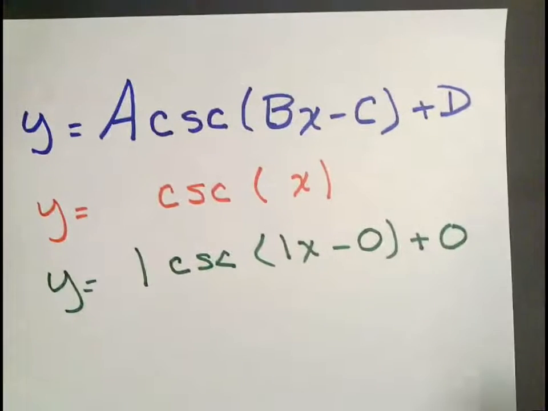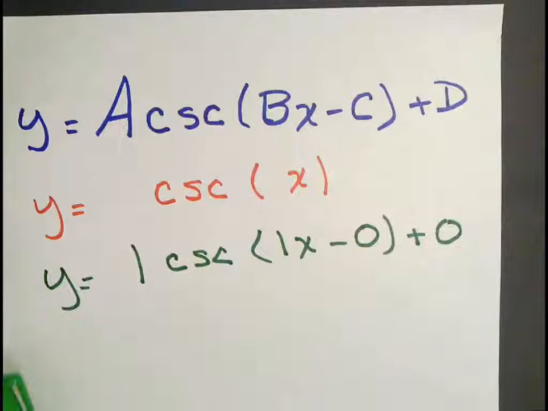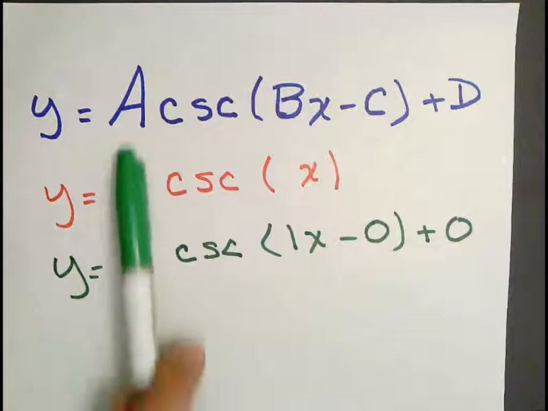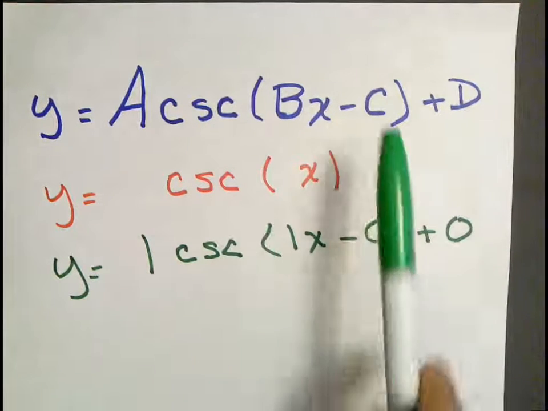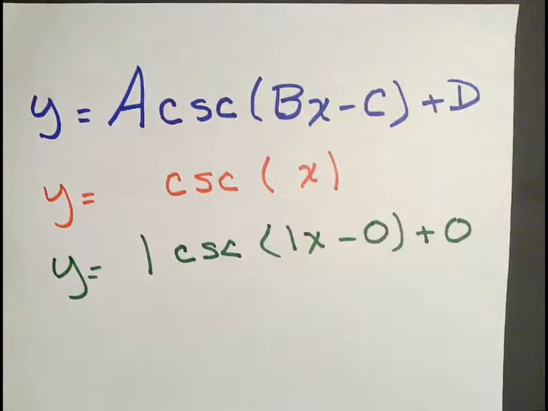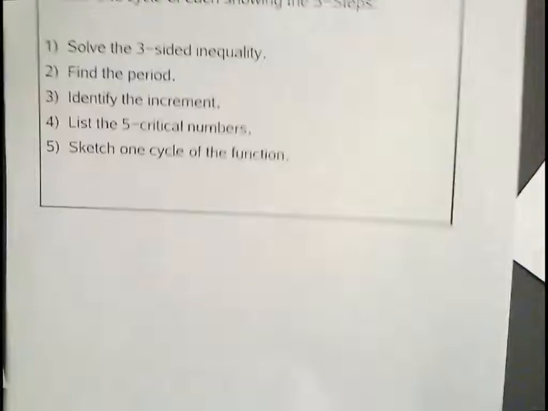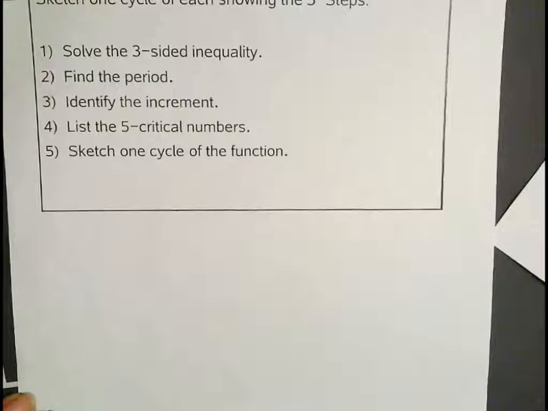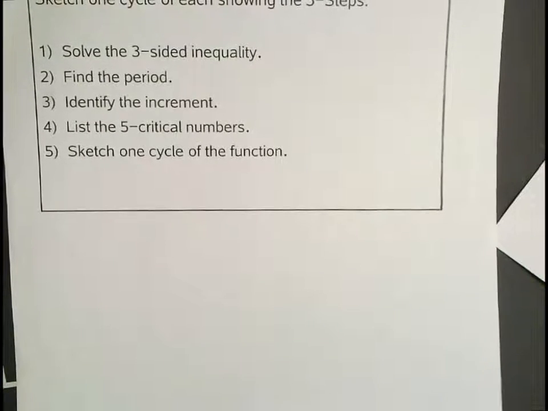We have our A, B, C, D again. We're graphing y equals cosecant of x. Here I put in the a equals 1, the b equals 1. Since you don't see a c, it's 0. You don't see a d, it's also 0. We're going to be using our 5-step procedure again for finding this one cycle.